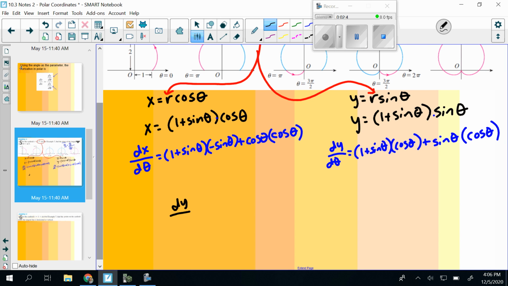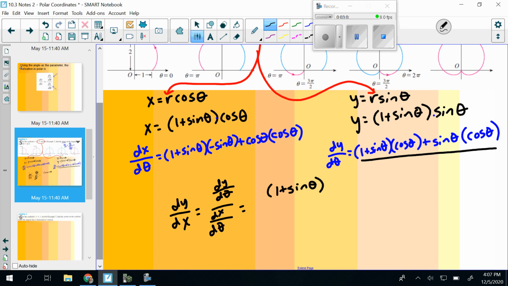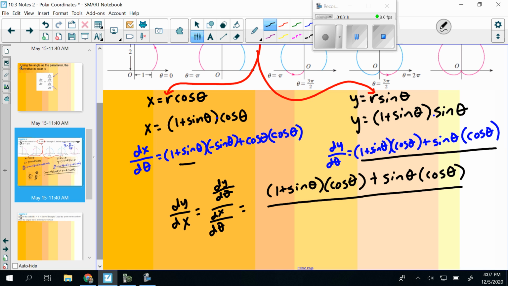So dy/dx is equal to our dy/d theta over our dx/d theta, and we know what both of those are. We just found them. And so this is going to be equal to, dy/d theta is all this. So we got 1 plus sine theta times cosine theta. Okay, so it's this one over the other one we just found. So dx/d theta is this one.